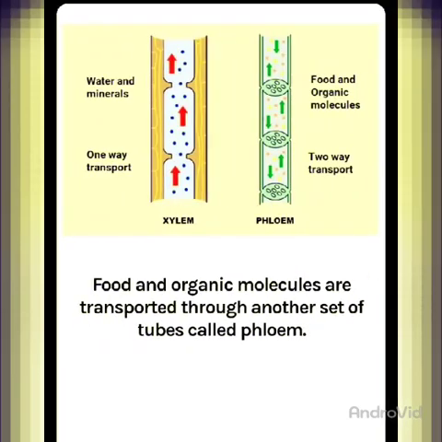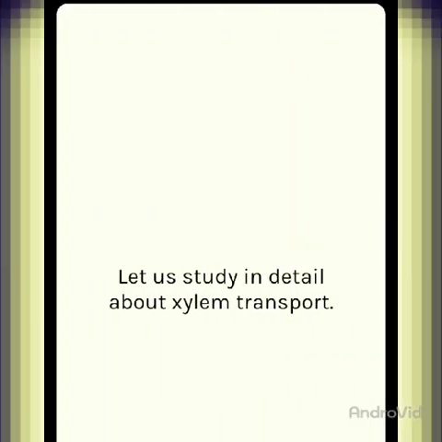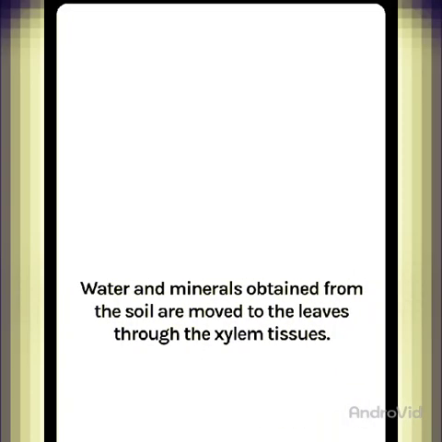Food and organic molecules are transported through another set of tubes called phloem. So these are the two tissues which are mainly responsible for the proper conduction of water and food. We can say the xylem is for the proper conduction of water and minerals. Phloem is for the proper conduction of food and organic molecules. Let us study in detail about xylem transport.